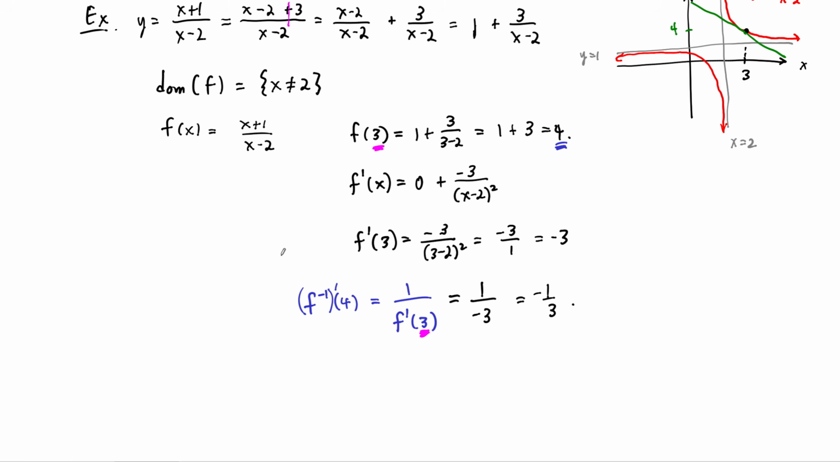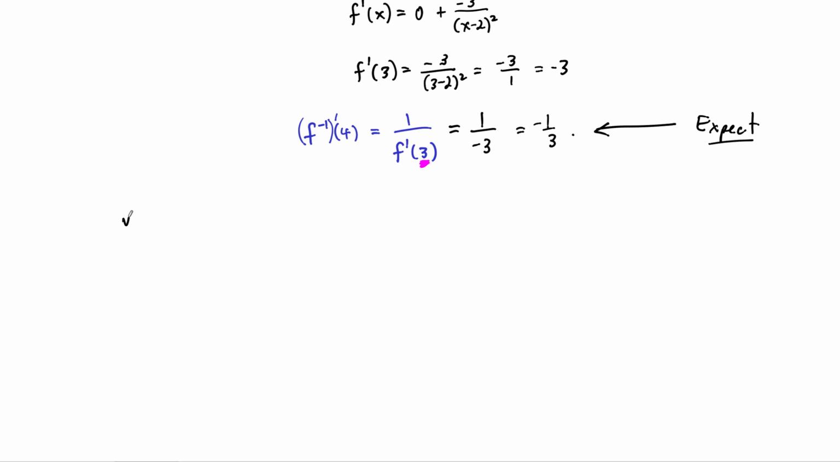All right, but let's compute this and make sure that it's actually right. So to actually compute it, we have to find a formula for the inverse function, and then we have to take its derivative and plug in 4, right? x equals 4 in that case. So this is what we expect. Let's make sure we actually get it.